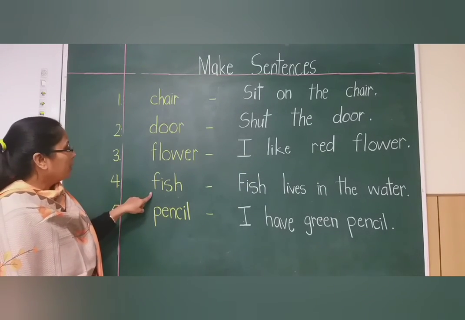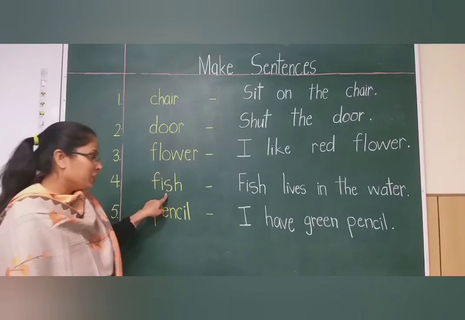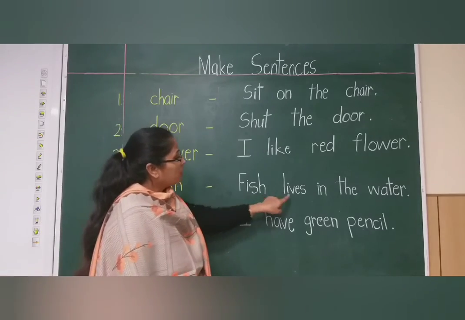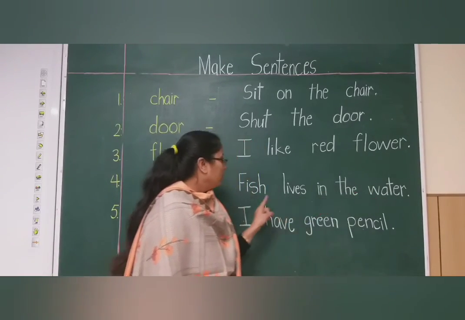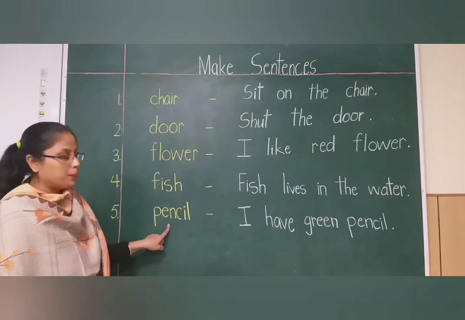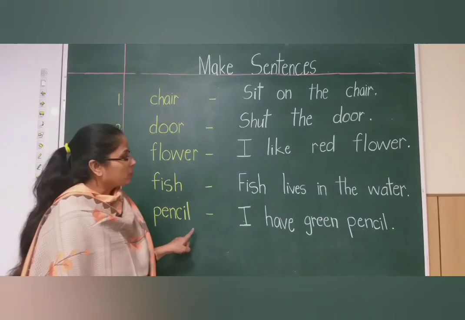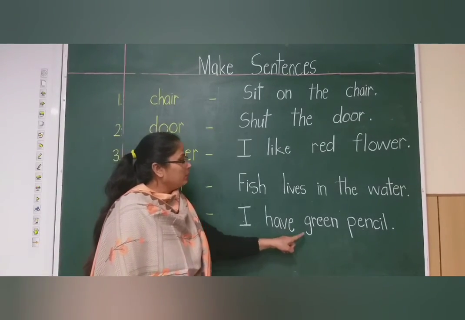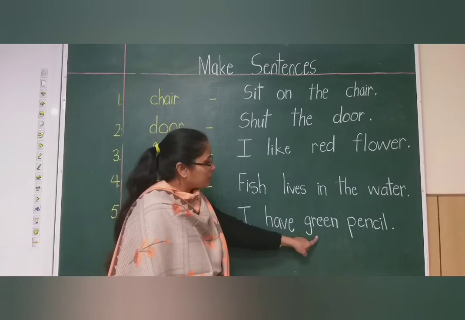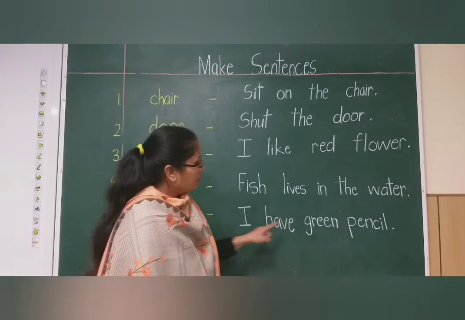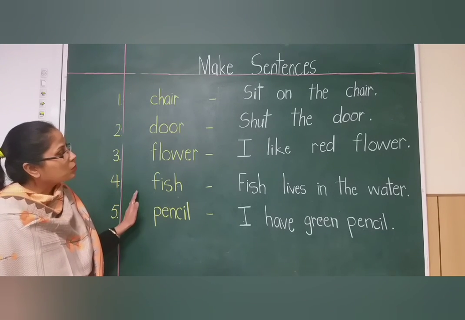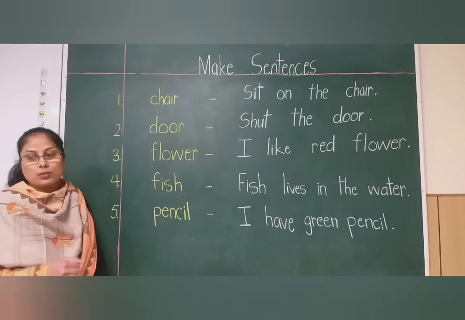And the next word we have written here is fish. And where does a fish live? Fish lives in the water. Yes. And the last word we have written here is the word pencil. And what will be the sentence? I have green pencil. You can write your own, whichever colored pencil you have. So you can write that color over here. I have green pencil. So you have to revise all the sentences in your English notebook in very beautiful handwriting. God bless you all. Thank you.